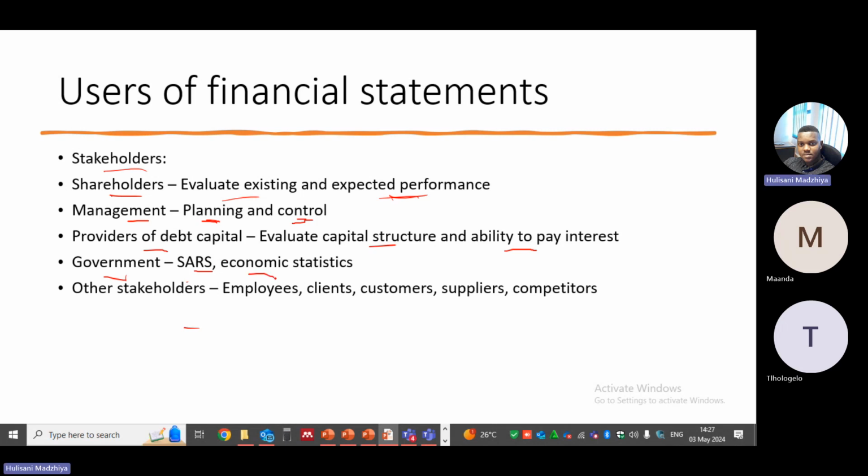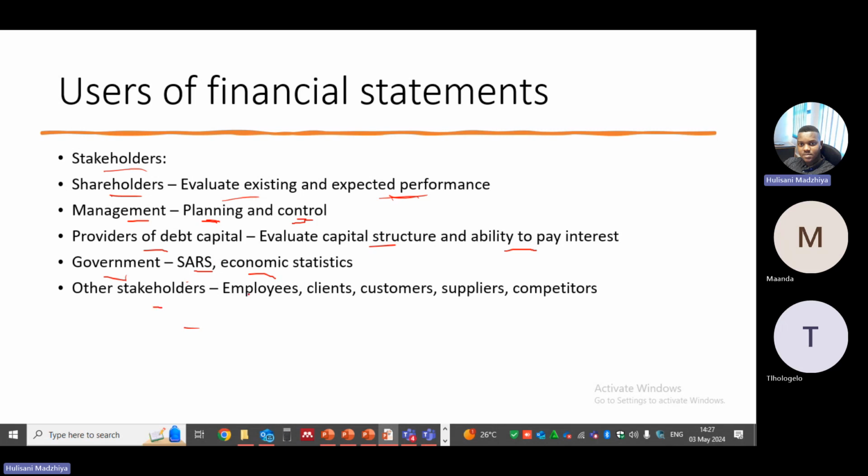Economic statisticians also use the company's financial statements to predict future results as well as the performance of the economy, looking at the way in which companies are operating in this country by looking at their financial statements and seeing if they're struggling or doing much better.